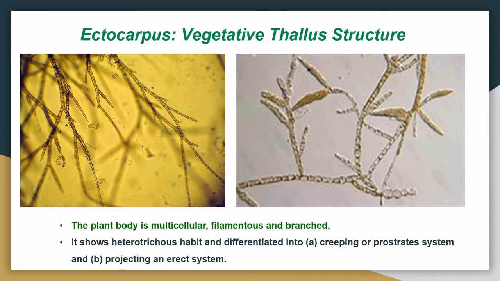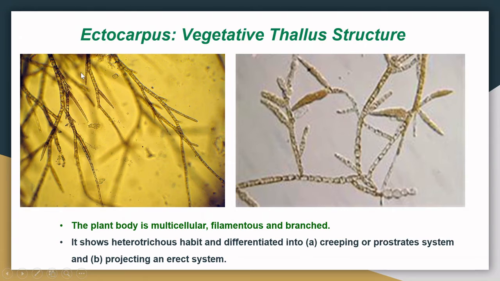For example, Ectocarpus fasciculatus grows on the fins of fish in Sweden, and Ectocarpus spongiosus is a free floating Ectocarpus species. The plant body of Ectocarpus is a thallus, and the thallus is a multicellular, filamentous and branched structure with heterotrichous habit. A heterotrichous type of filament is a filamentous body where the plant body is differentiated into a prostrate system and an erect system.